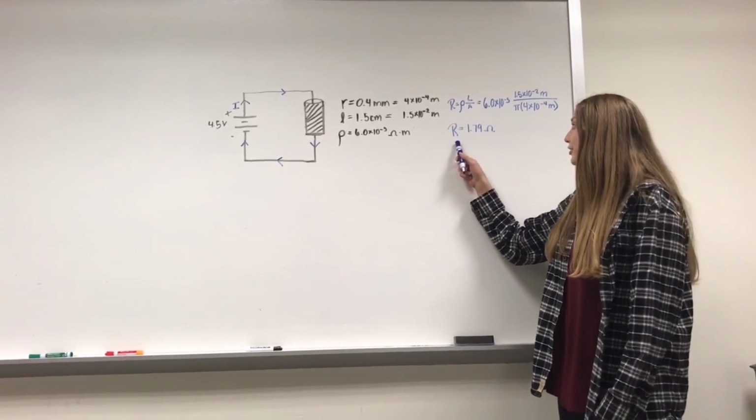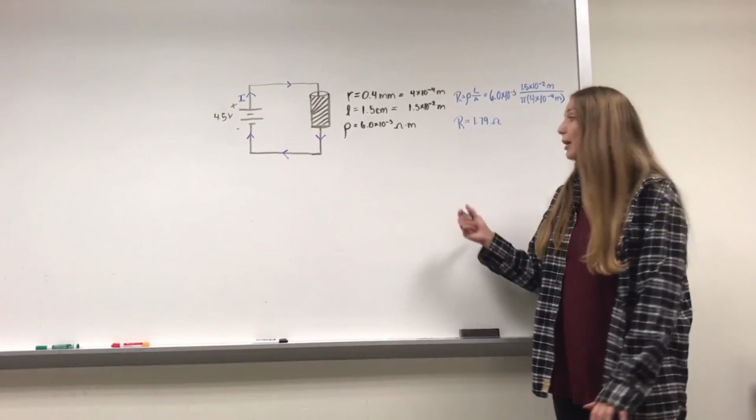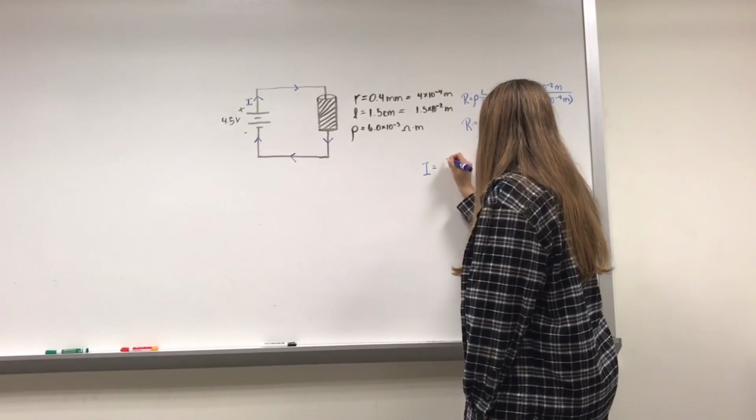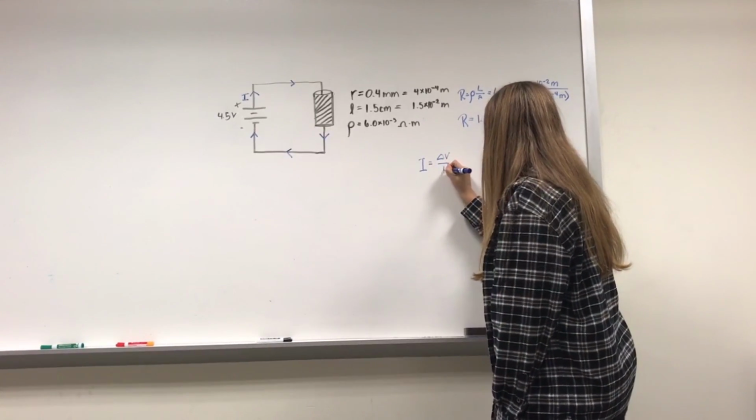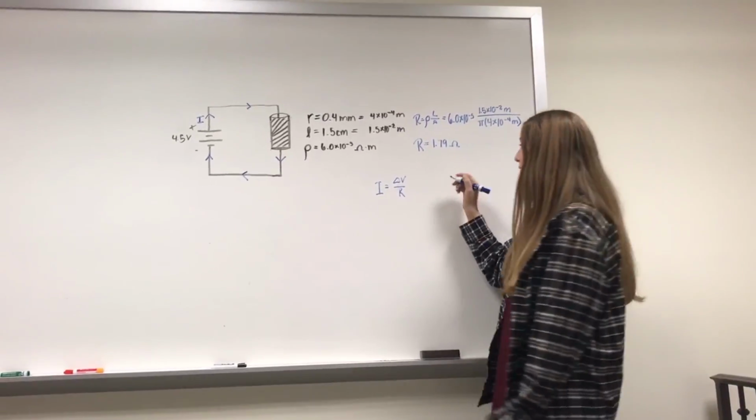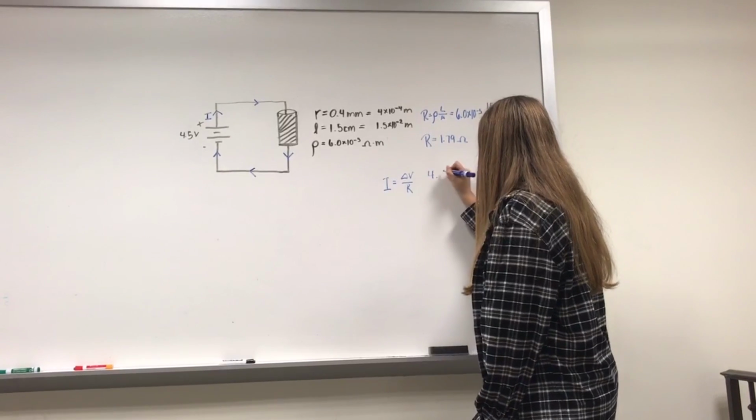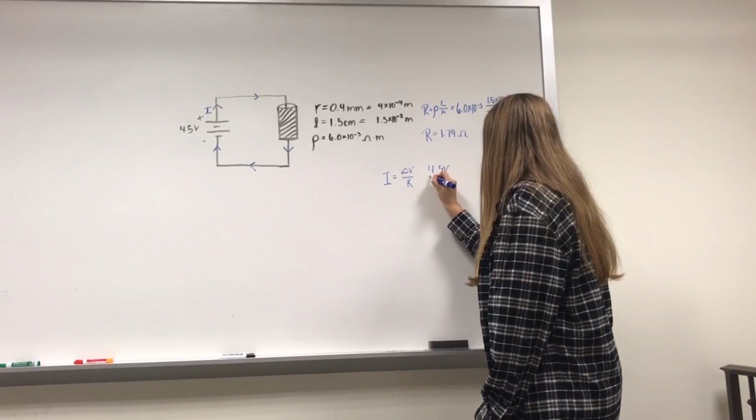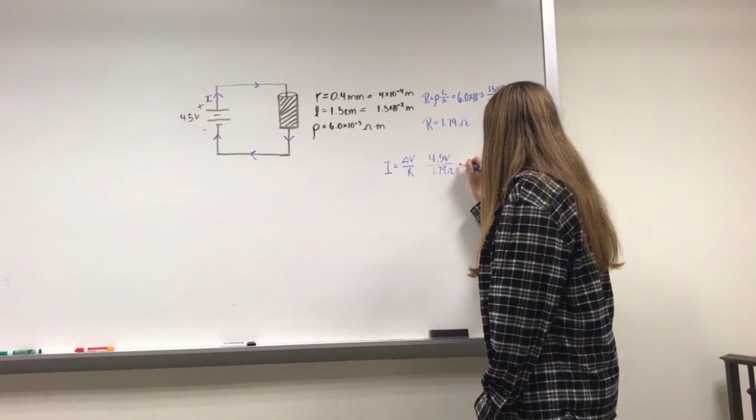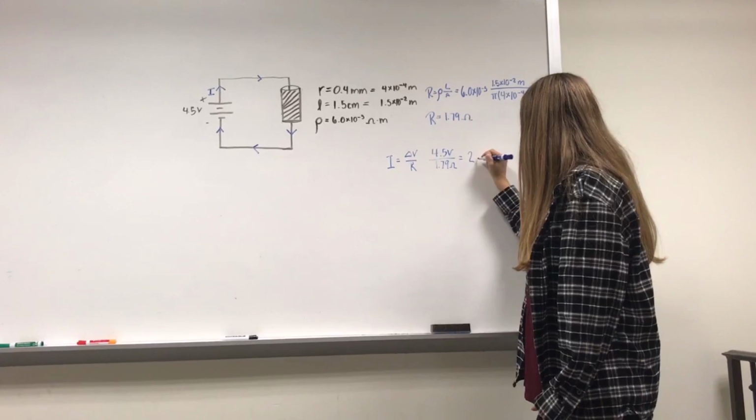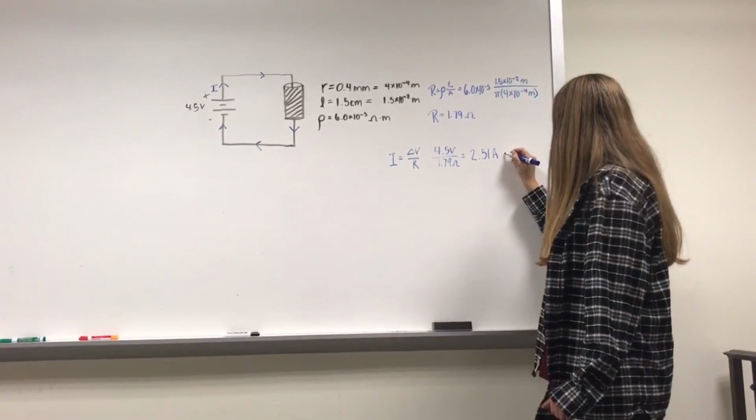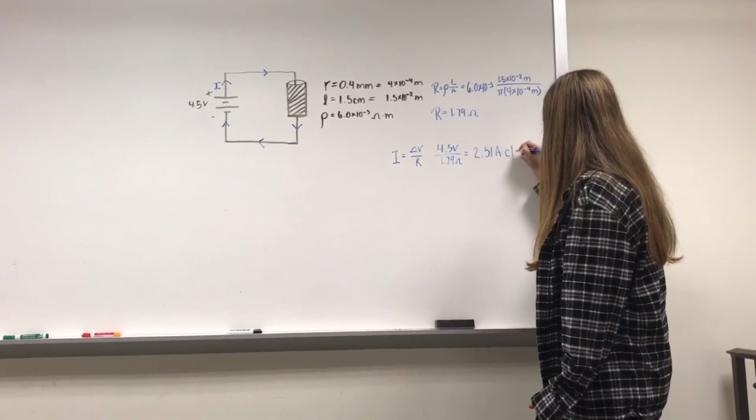So now that we know what our resistance is, we can now find the current by using the equation I equals delta V over R. So we were given the delta V in the problem, which is 4.5 V. So we have 4.5 V, and then we divide it by a resistance of 1.79 ohms, and that gives us 2.51 amps clockwise, given that that's how the current is moving.